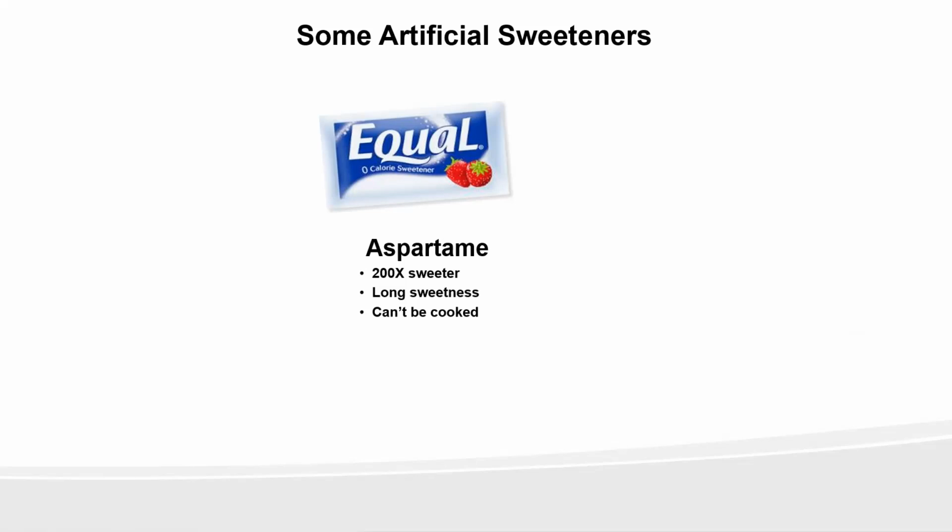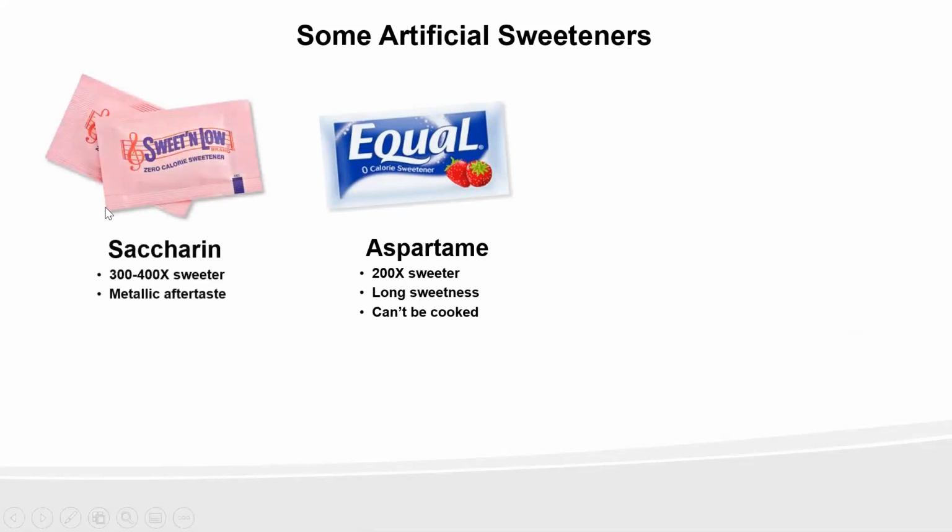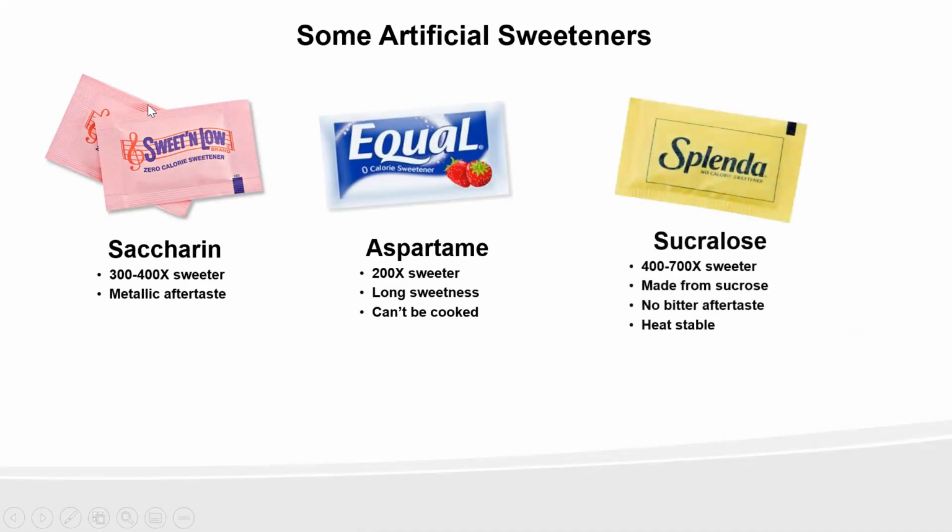Apparently it's 200 times sweeter than sucrose, and the sweetness lasts a long time. So a lot of people don't like aspartame because it has a longer aftertaste that seems unnatural. You can't cook with it, so it's not necessarily good for every product. Saccharin is another one, also been around a long time, found in the little pink packets, and apparently that has a metallic aftertaste. I haven't really sat down and tried these all side by side to tell you what I think about them.